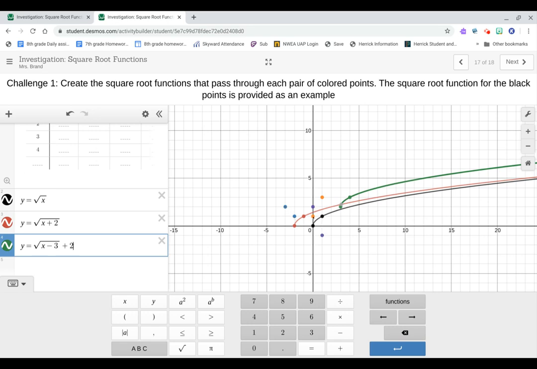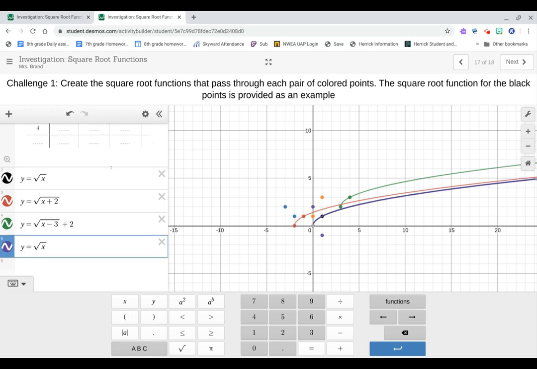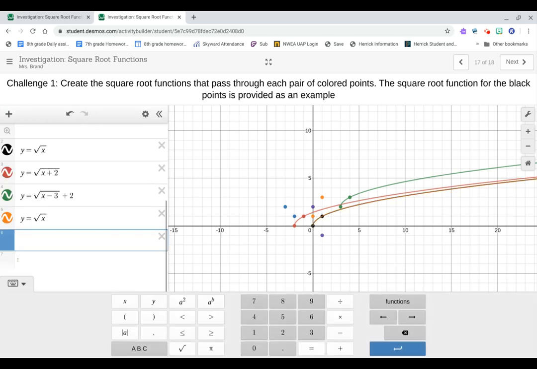So let's tackle the yellow. Left to right goes up. So let's type in y equals the square root of x. I'm going to change my color to yellow or orange, whatever you want to call that.